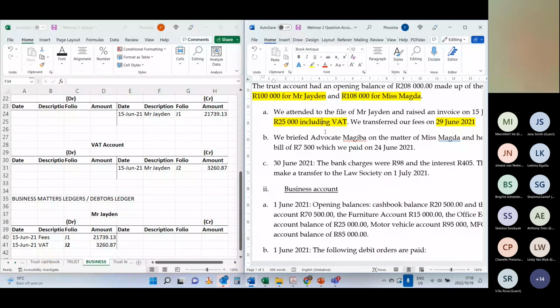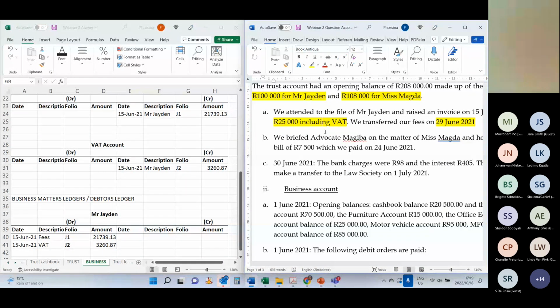It means the 25,000 is a whole. It's 100 plus 15. You get it? Or should we ask someone to explain? No, I'm still trying to get the explanation from your good self.